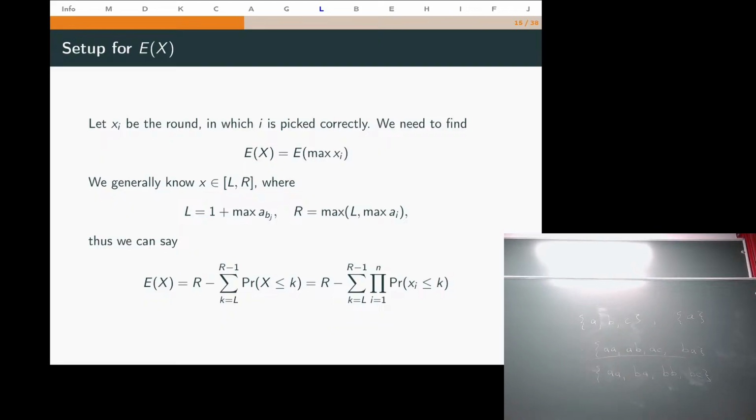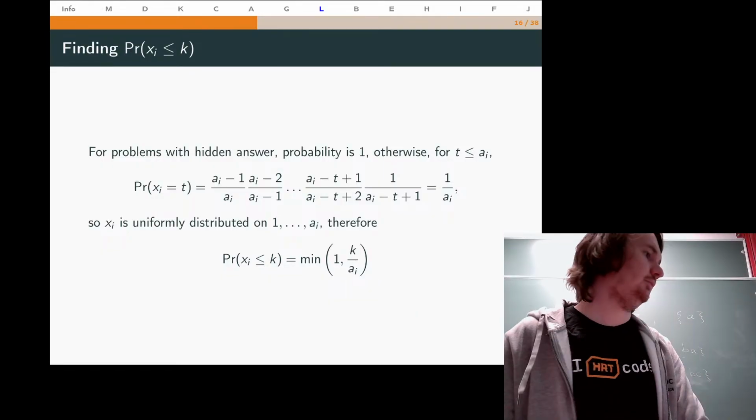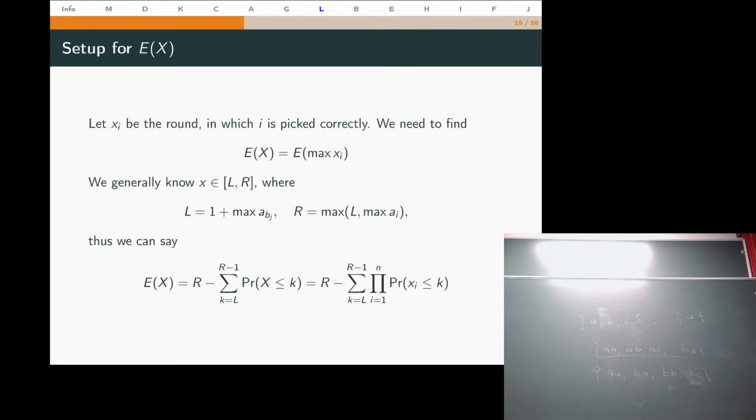So this is mostly due to linearity of expectation. On the other hand, if you consider the probability that the maximum of all xi is less or equal than k, then because they are independent, you can say that it is the product of probabilities for each individual xi being less or equal than k. So we do this, and after that we need to find some expression for the probability that some specific xi is less or equal than k.